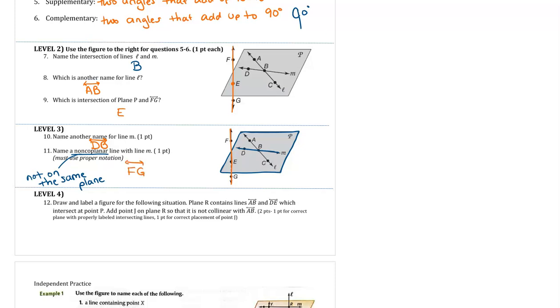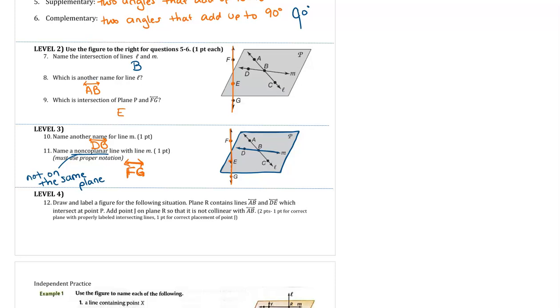Okay, make sure we use proper notation. So we've got capital letters here. F and G are capitalized. We have a bar over the top with 2 arrows on both sides. That would be your proper notation for a line. We could have chosen a different combination of letters since there are 3 on this line. We could have chosen FE or EG. Any of those would work.